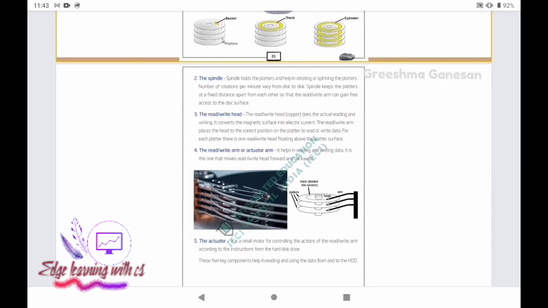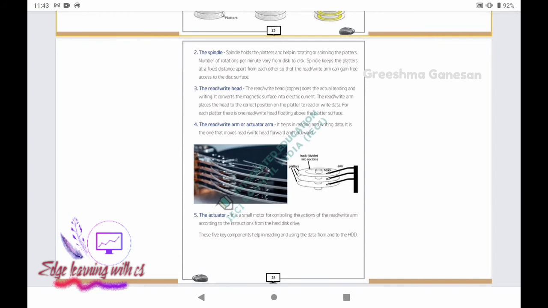Next is the spindle. The spindle holds the platters and helps in rotating or spinning the platter. So it is the middle point in our platter. The number of rotations per minute varies from disk to disk. So every disk is not running with the same number of rotations. It will vary accordingly. Then the spindle keeps the platters at a fixed distance apart from each other so that the read-write arm can gain free access to the disk surface.